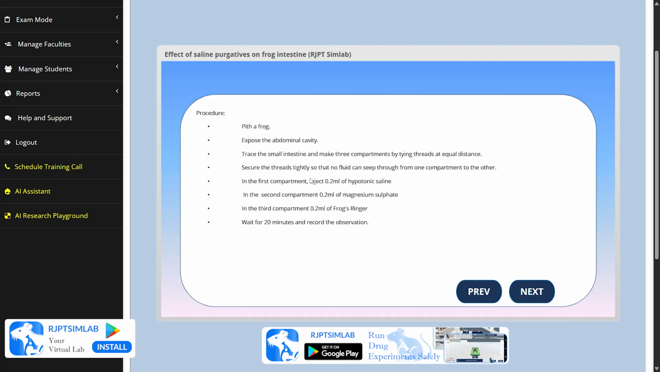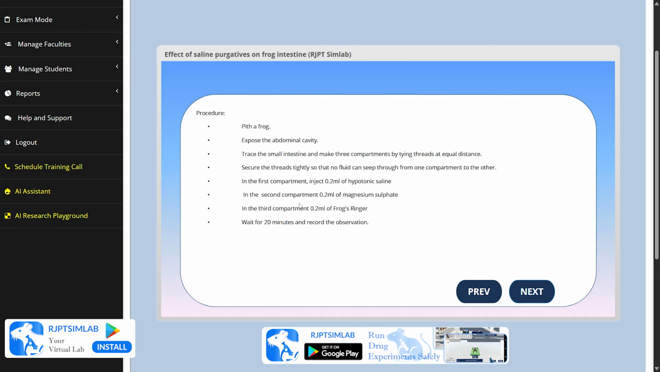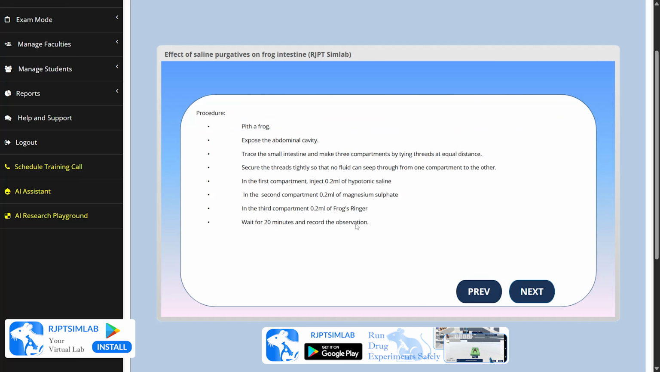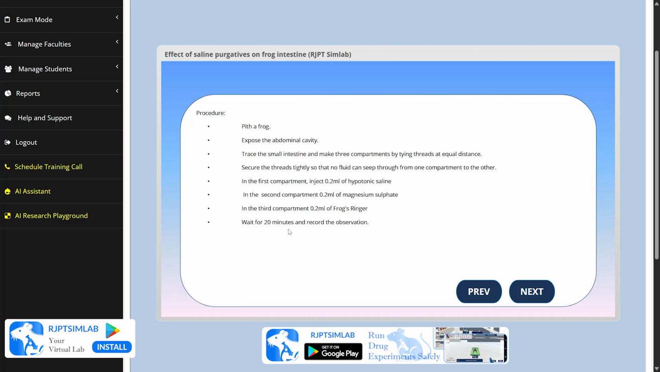So in the first compartment, we inject 0.2 ml of hypotonic solution. The hypotonic solution which we are using is saline solution. And then in the second compartment, we inject 0.2 ml of magnesium sulfate, which is the hypertonic solution. And then in the third compartment, we inject 0.2 ml of frog's ringer, which is our isotonic solution. And then wait for 20 minutes and record the observation.